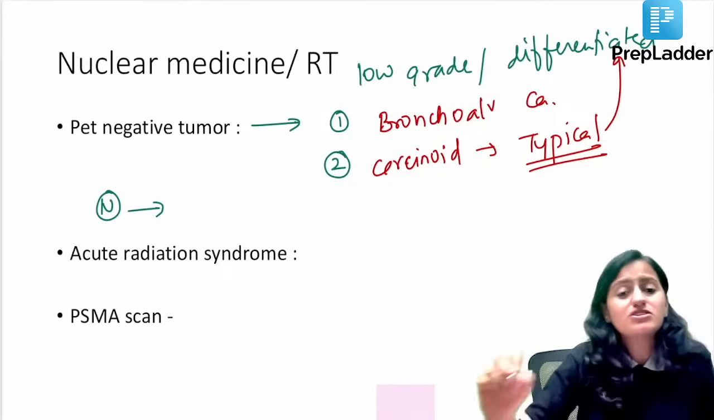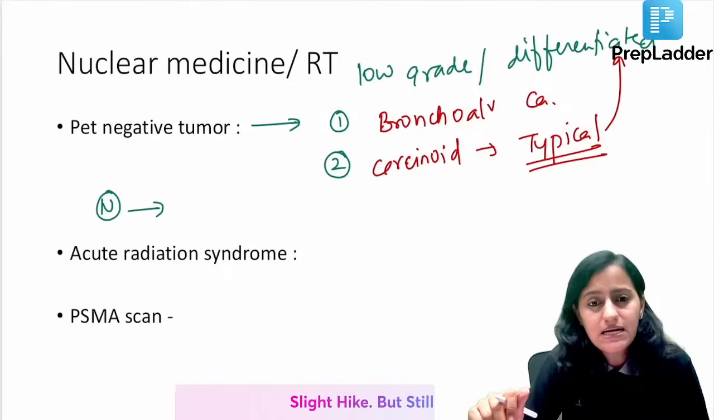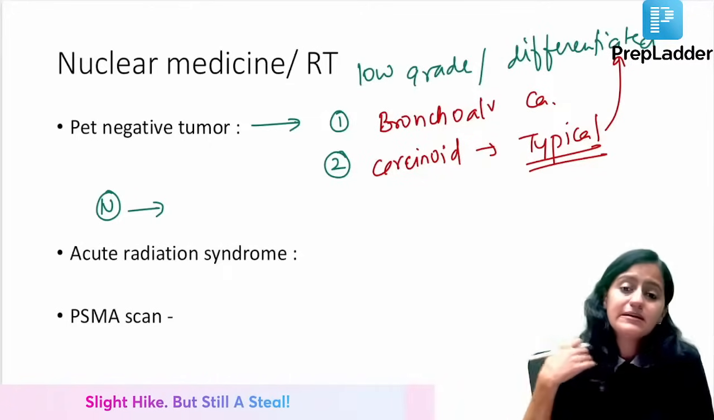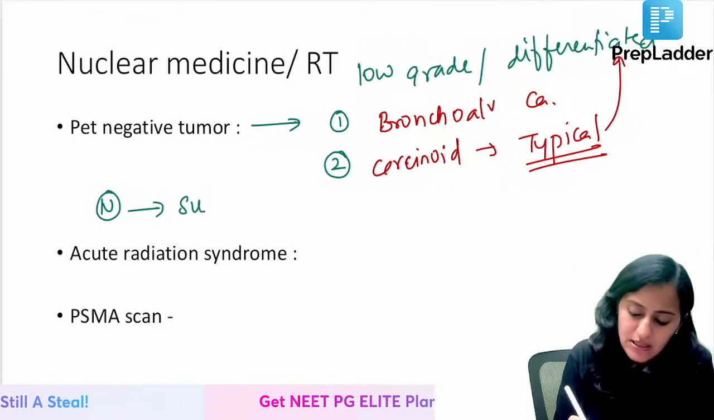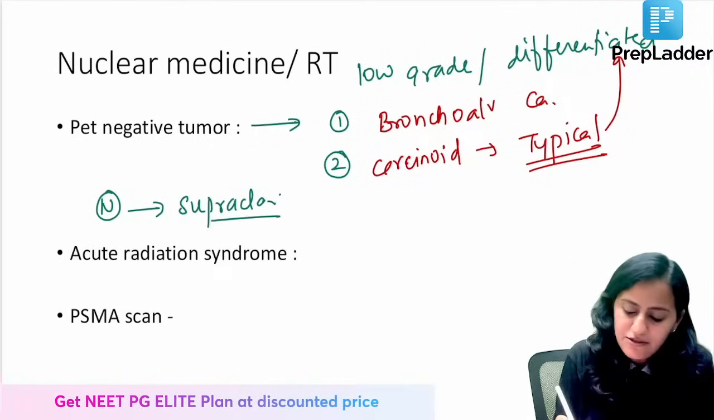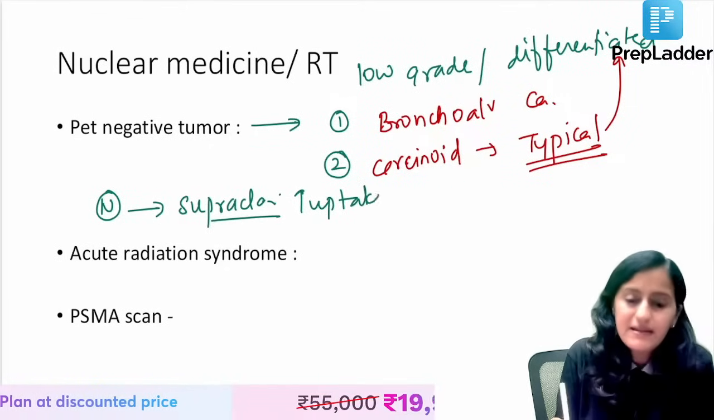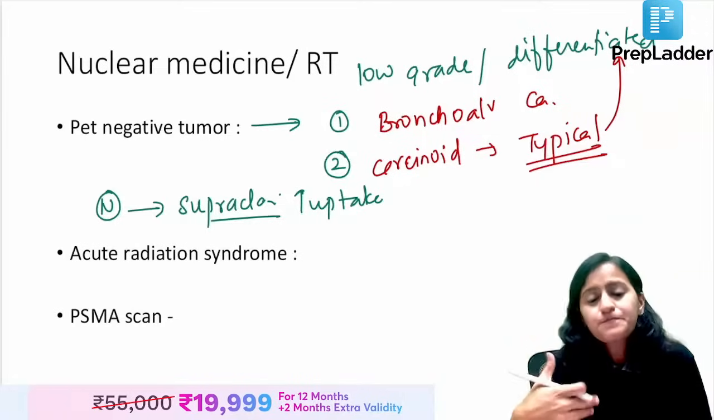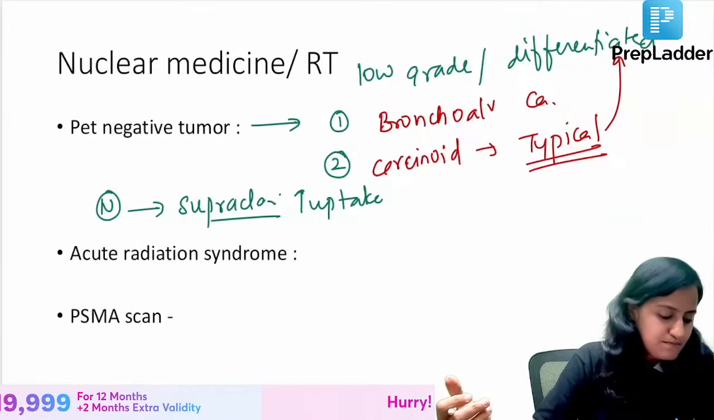Where is normal physiological increased uptake seen in PET? Remember the supraclavicular areas, they can show increased uptake, right? Because of the brown adipose tissue, right? They can show increased uptake. Okay?